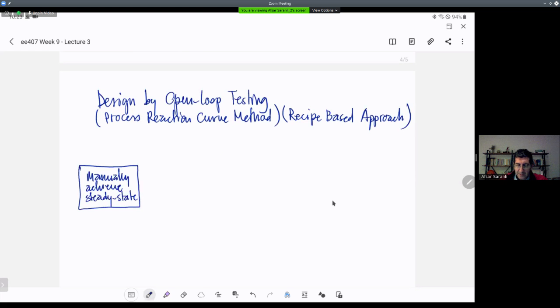Okay. So what you do is you apply bias, which is the steady state value, plus step input to plant. You collect the response data.